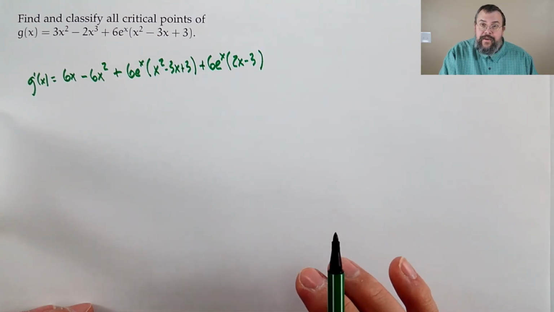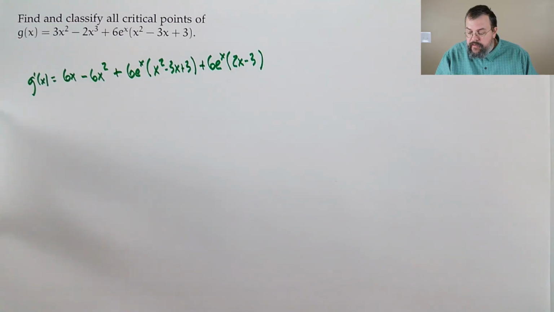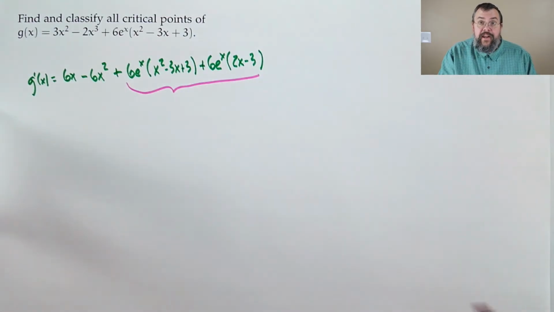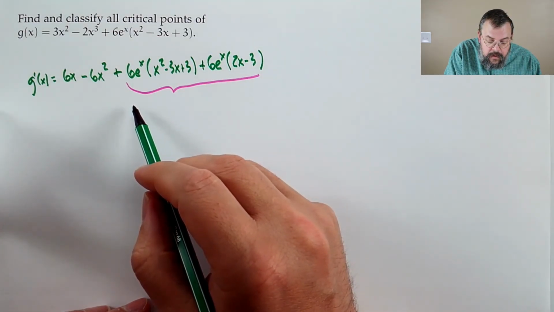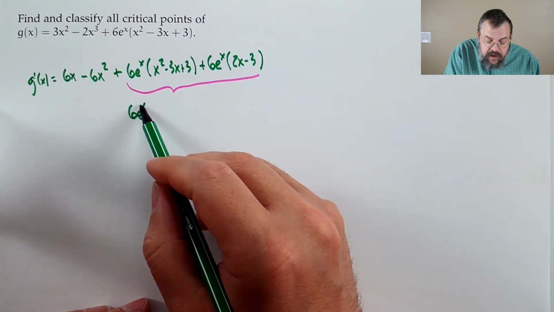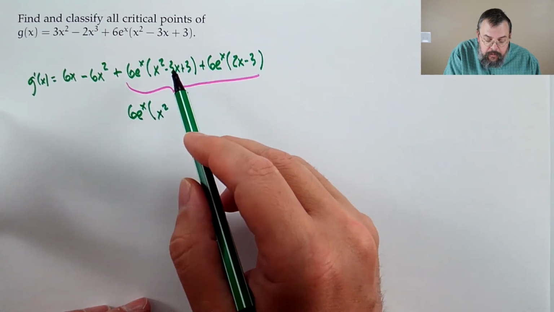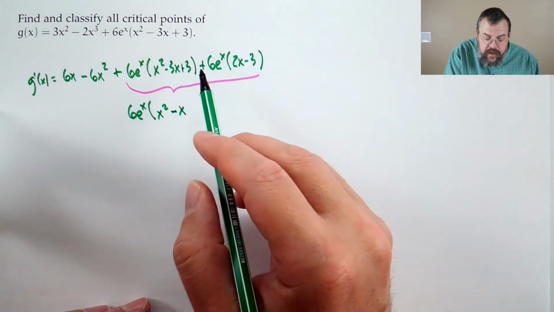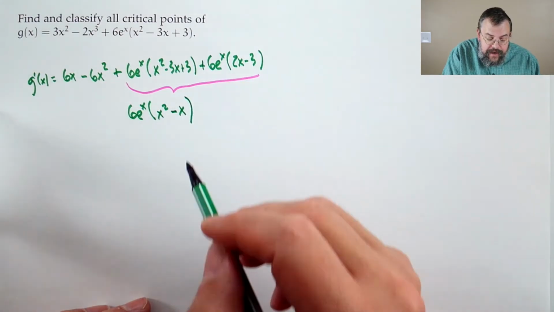Now, let's see if we can't clean this up a little bit. In particular, if I look at just the last two terms here, what we see is they both have e to the x involved. In fact, they both have 6e to the x involved. So if we were to combine these together, what would we get? Well, we'd get 6e to the x times, here's x squared, then we have a minus 3x, a plus 2x, so that's minus x, and then a plus 3 minus 3 cancels. Well, isn't that lovely?